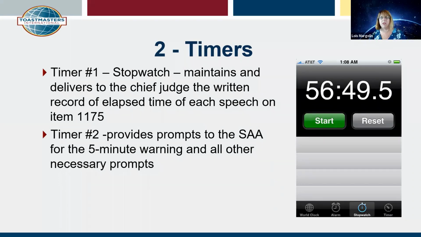each speech on 1175. So basically, they're the ones that are keeping track of the timing, and they're working the lights. I'm sorry, number 2, I think, is working the lights, and number 2 is also providing a prompt to the sergeant at arms for the 5-minute warning and all other necessary prompts.